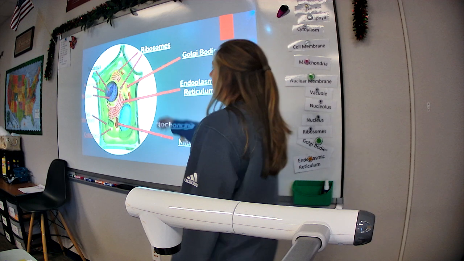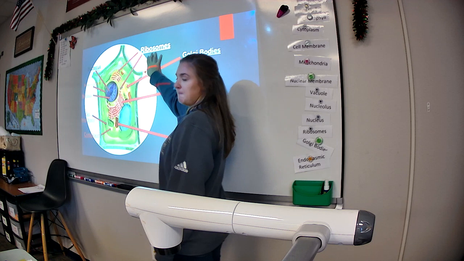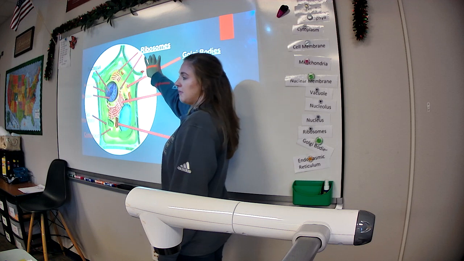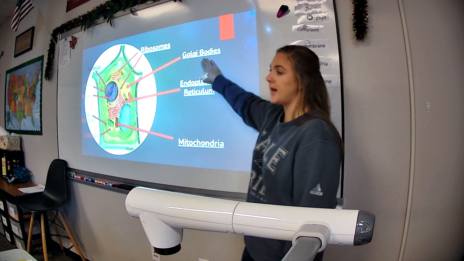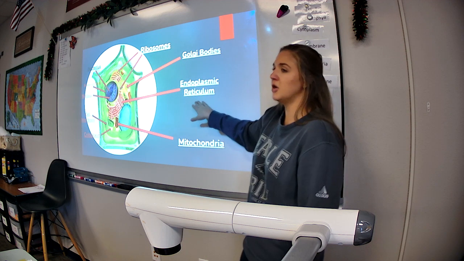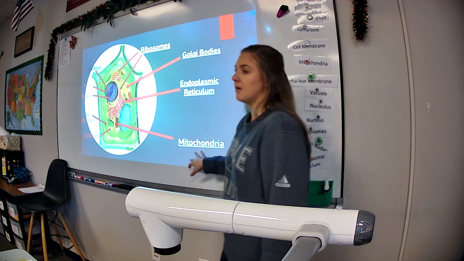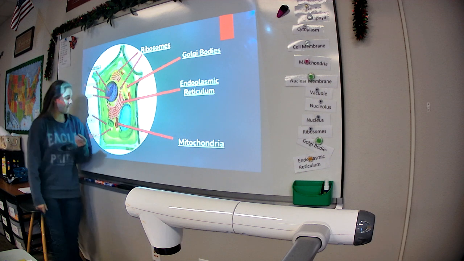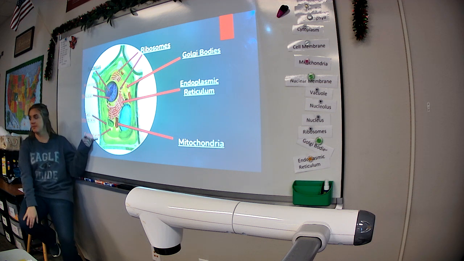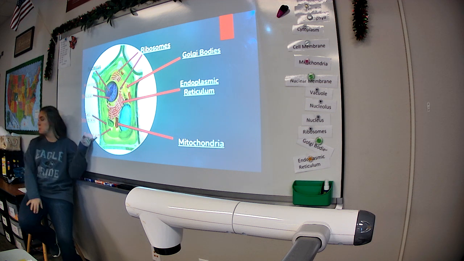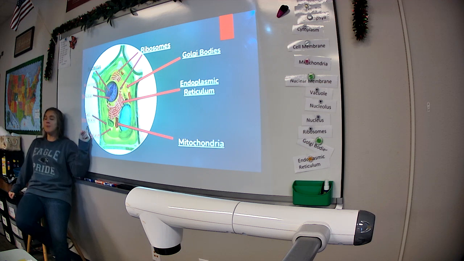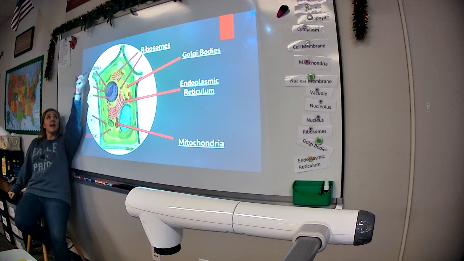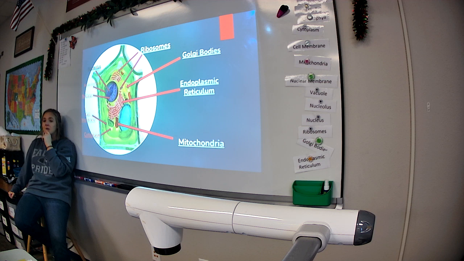So, for example, both animal and plant cells have ribosomes. They also both have Golgi bodies. They both have an ER, endoplasmic reticulum. They both have mitochondria. They both have cytoplasm. They both have a cell membrane. They both have a nucleus, a nuclear membrane, and a nucleolus. All of those are organelles that are the same in animal and plant cells.